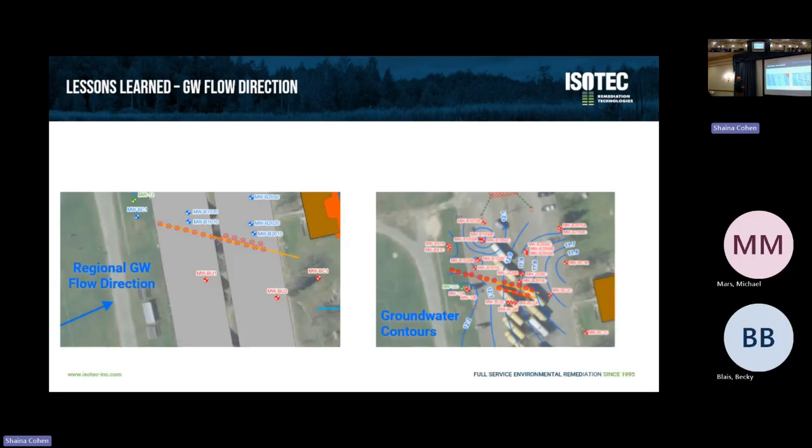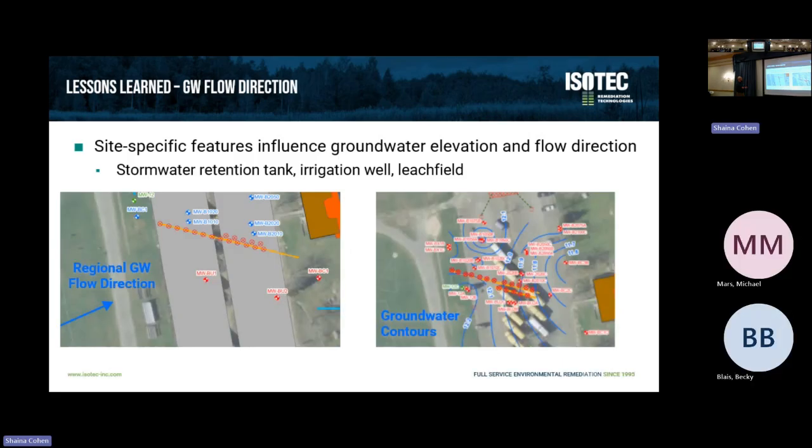We put this whole network in, and we realized that groundwater flow is not exactly following regional trends here. There was a stormwater retention tank here. There was an irrigation well over here, so there was some pulling, but it wasn't operating all the time, mostly in the summertime when there was a nice baseball field over here. And then there was a municipal leach field over here. So there was actually discharge of water here, pushing more groundwater west to east.